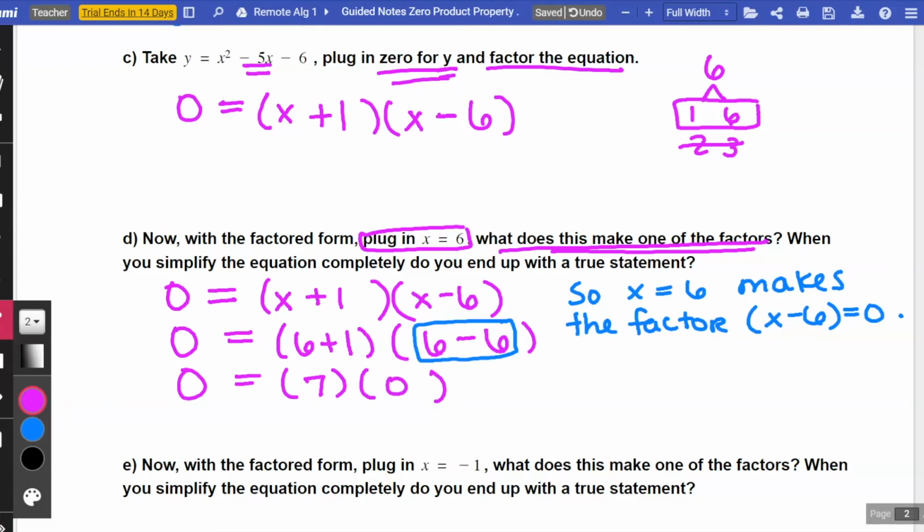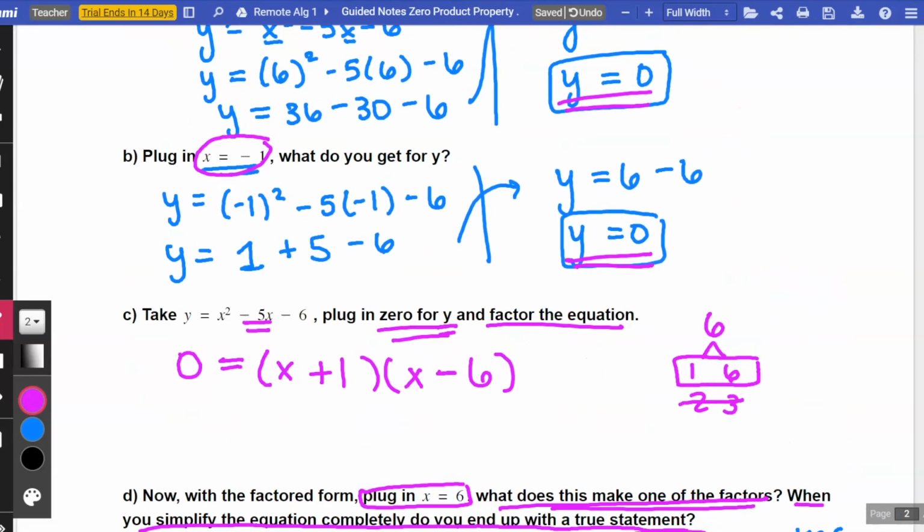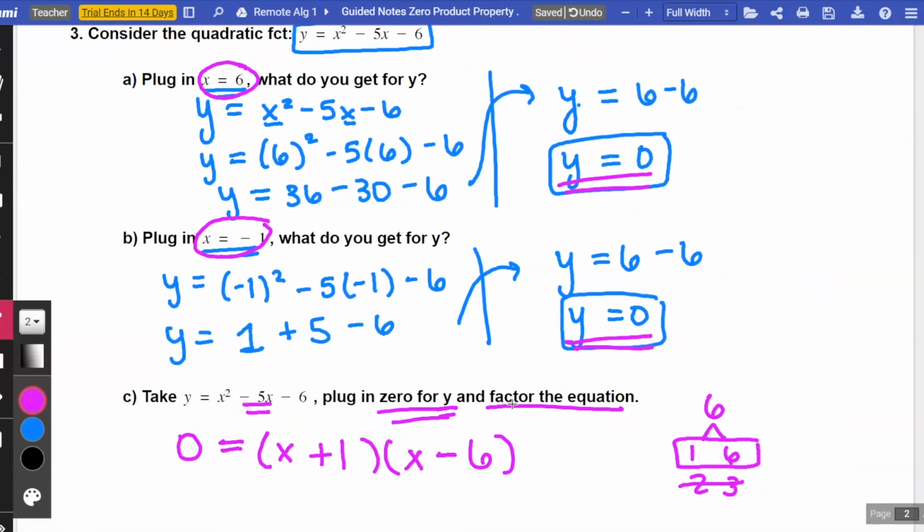Well, wait, what's 7 times 0? 0. So that means that we're left with 0 equals 0. Is that a true statement? Yes, it is. So when you simplify the equation completely, do you end up with a true statement? Is 0 equal to 0? Yes, it is. Interesting. So that x value, x equals 6, made one of our factors equal 0. And when we plugged it into the original equation without the factors, it made the equation equal to 0 up here too.